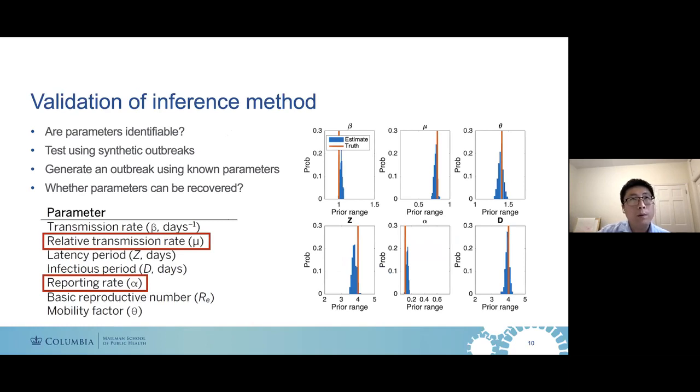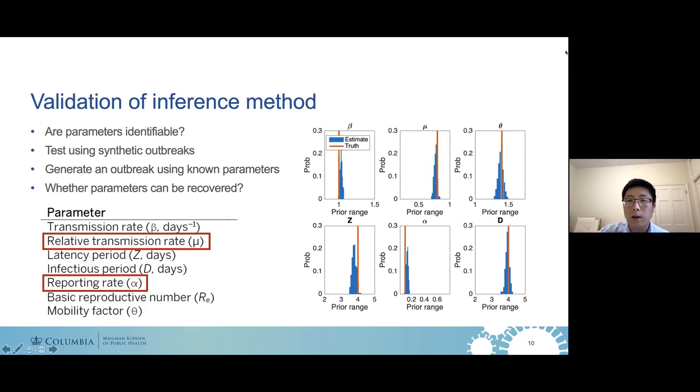And before we apply this inference system to real-world data, we want to know whether those parameters can be identified by the inference system. So we performed a test using a synthetic model-generated outbreak. What we did is we generated an outbreak using known parameters, and we generated observations and fit the observations back into the model inference system. And we want to see whether those parameters can be recovered by the inference system.